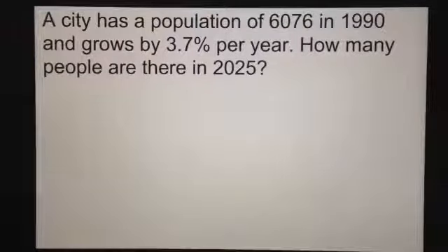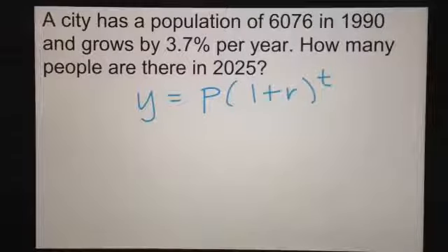Okay, so next what we're going to do is just go through some example problems, not of every type of equation, but for most of them. So this example problem is exponential growth. Go ahead and write on your notes exponential growth. That was the first equation we looked at, and then pause the video so you can write out this problem. All right, so in the problem it says a city has a population of 6,076 in 1990 and grows by 3.7% per year. So the equation we're using is y equals p times 1 plus r to the t, because they are growing each year. And it says how many people are there in 2025.